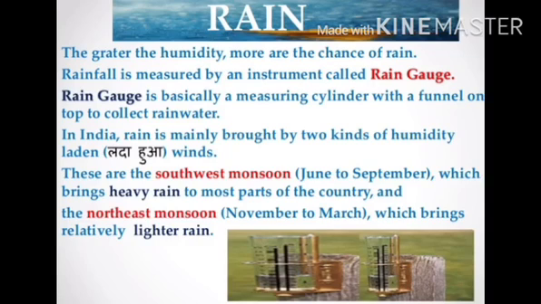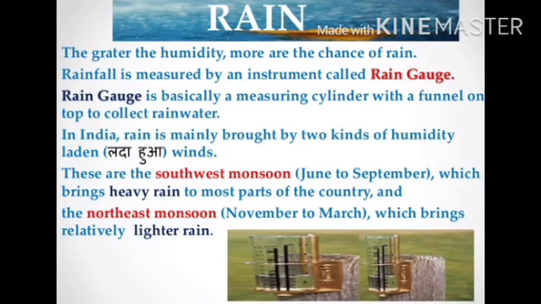Rain. The greater the humidity, the more the chance of rain. Rainfall is measured by an instrument called a rain gauge. A rain gauge is basically a measuring cylinder with a funnel on its top to collect rainwater.